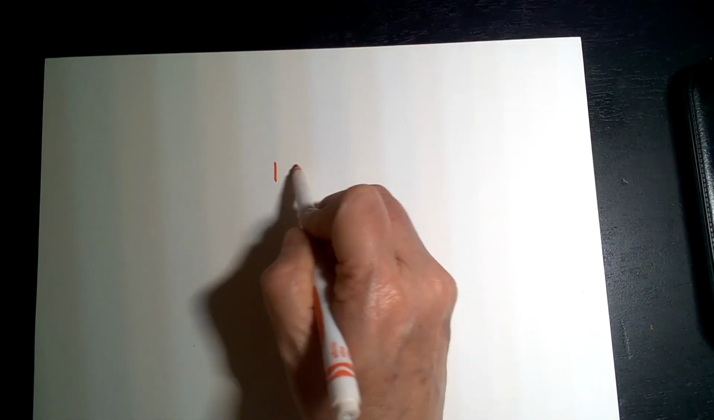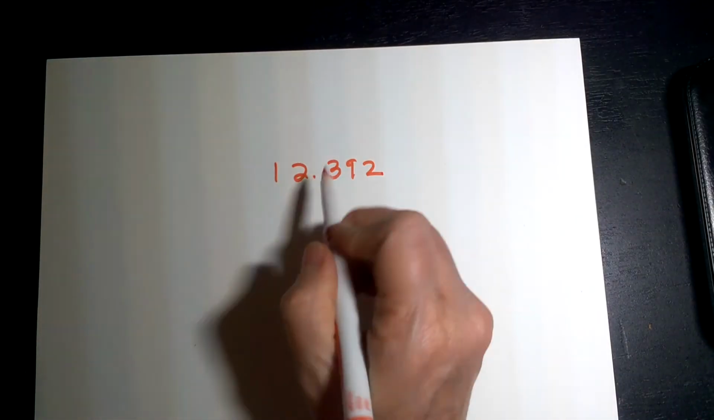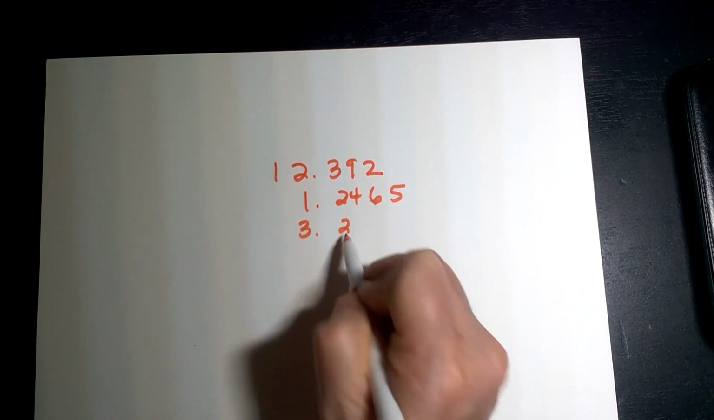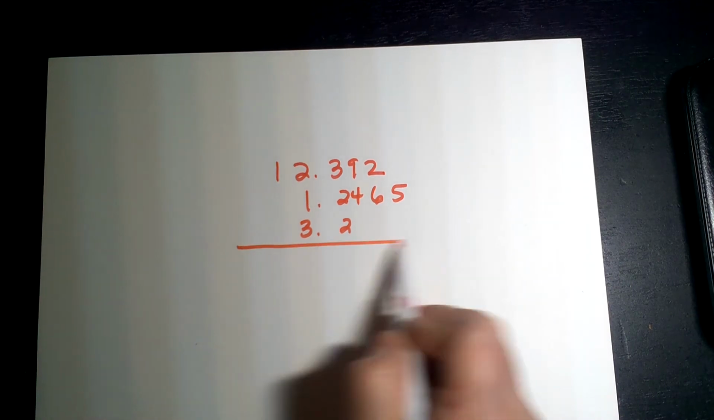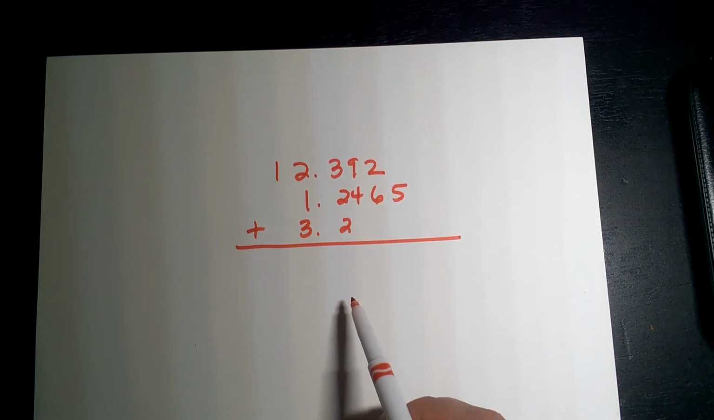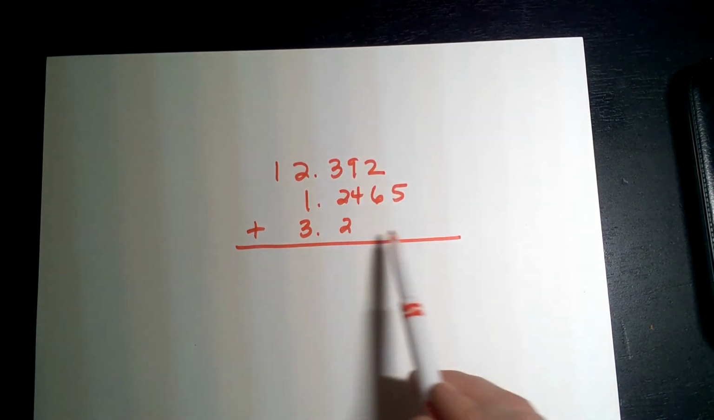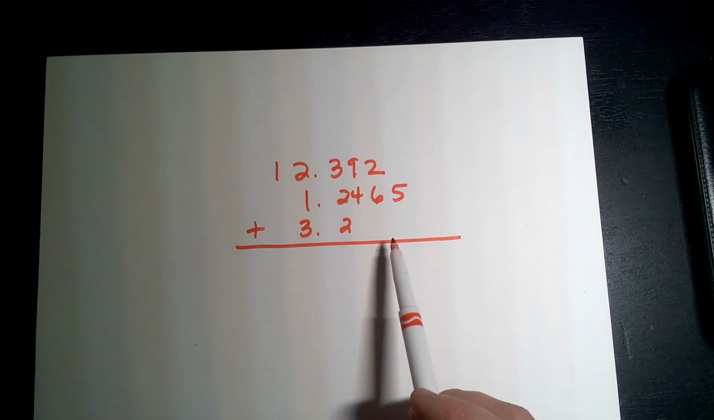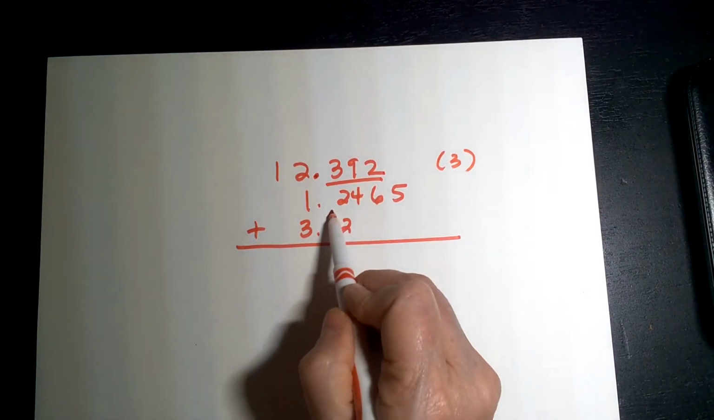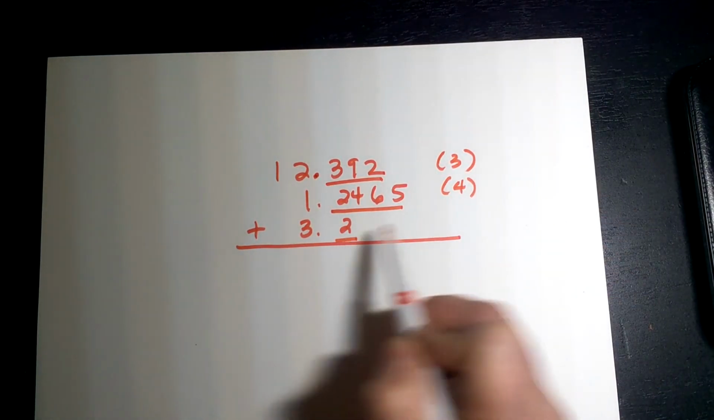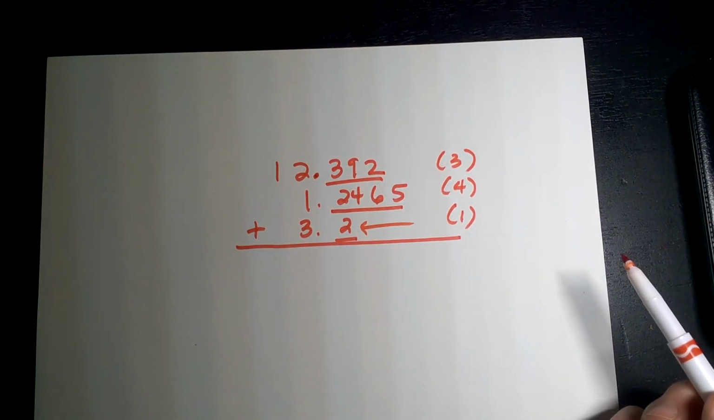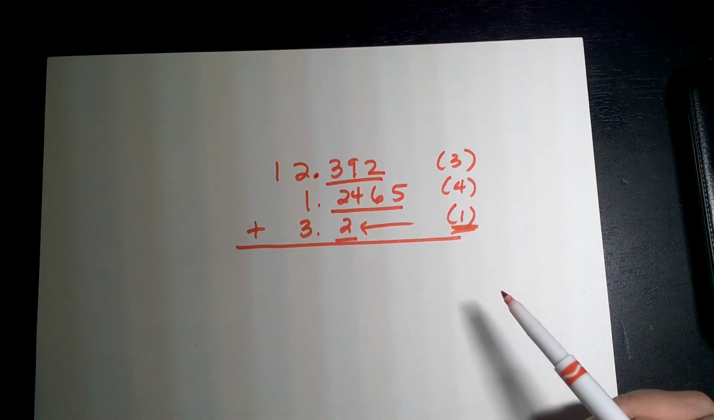All right, so if we have the number 12.392, we have 1.2465, and then I have 3.2. All right, so when we are adding or subtracting, our answer can only have as many decimal places as the one in the original set of numbers that has the least. So this one has 3 decimal places. This one has 4 decimal places. And this one only has 1 decimal place. And because of that, just very tiny little decimal spot, our answer can only have 1 decimal place.